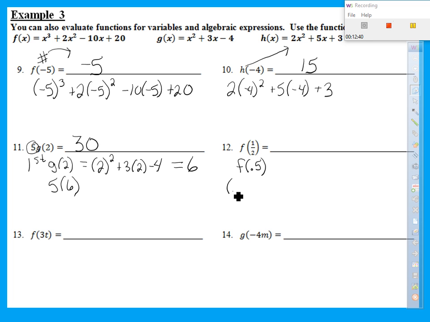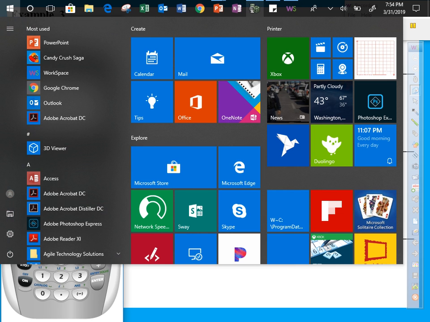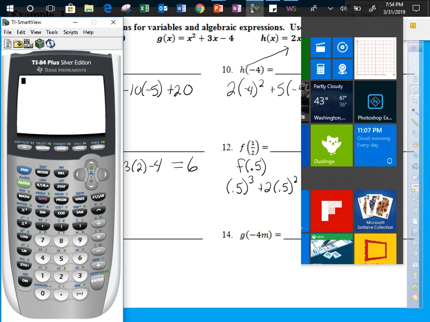So here's what it's going to look like. I'm going to go 0.5 cubed plus 2 parentheses 0.5 squared minus 10 parentheses 0.5 plus 20. Now I'm going to bring my calculator back up real fast. So guys, when I run this one through, parentheses 0.5 cubed, plus 2 parentheses 0.5 squared, minus 10 parentheses 0.5 plus 20.